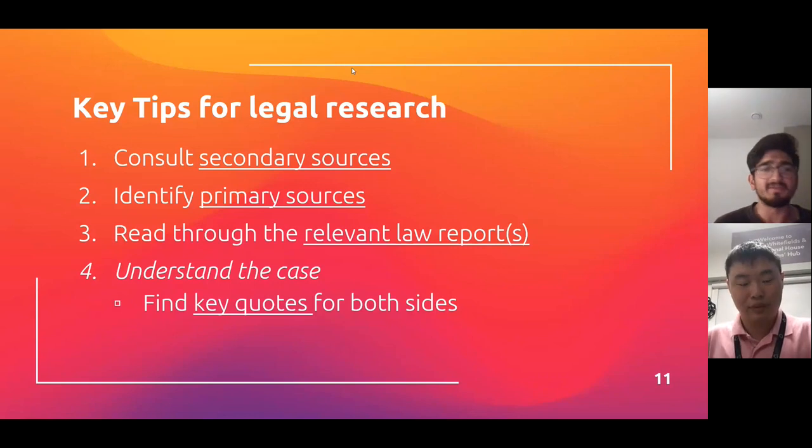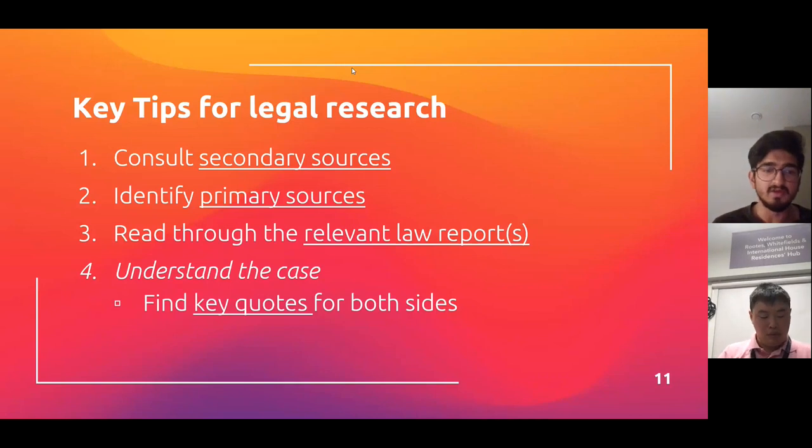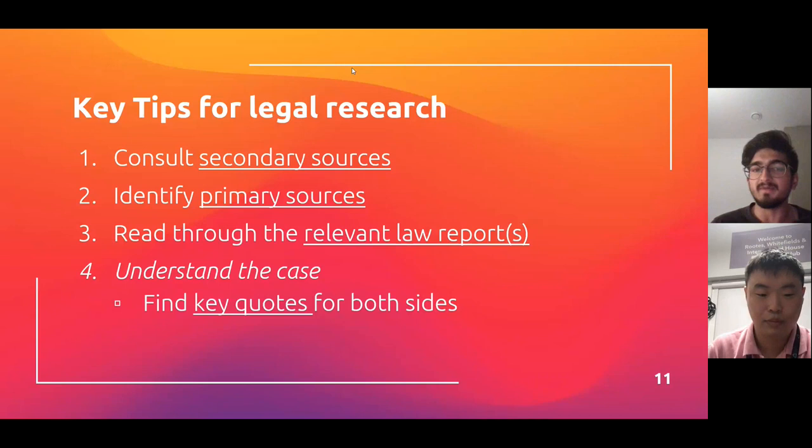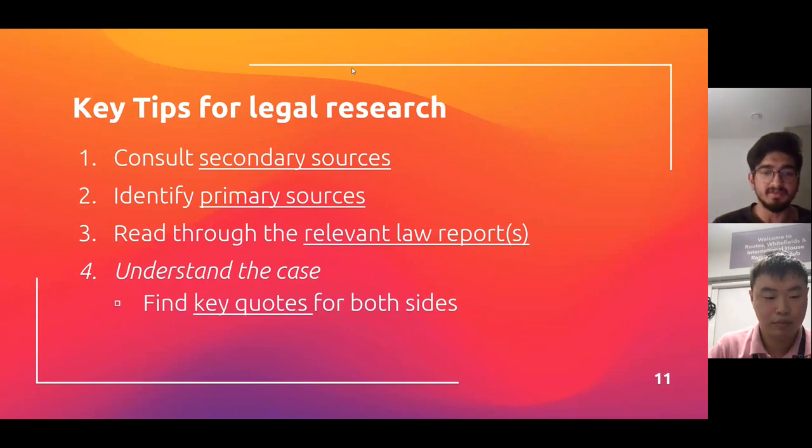Of course, yeah. So now moving on to the key tips for legal research. There are four key things that you should do. Firstly, you should consult a secondary source. Secondly, you should identify the primary sources. Thirdly, you should read through the relevant law reports. And fourthly, of course, is understanding the case. And this is where you'll need to actually read through the case itself.